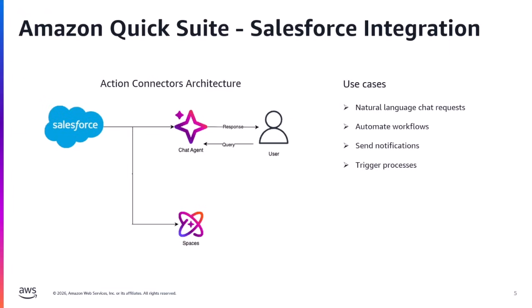With action connectors, you can initiate real-time calls to perform actions in external services. Some of the use cases include addressing natural language chat requests, automating workflows, sending notifications, and triggering processes in connected applications. With Salesforce integration, you can perform actions within your Salesforce organizations, including managing records, querying data, and interacting with Salesforce APIs through the action connector.